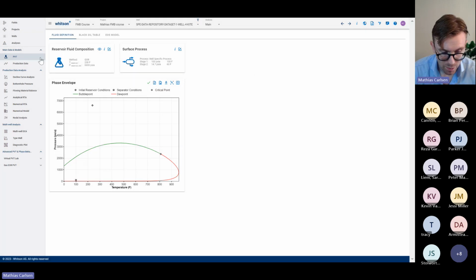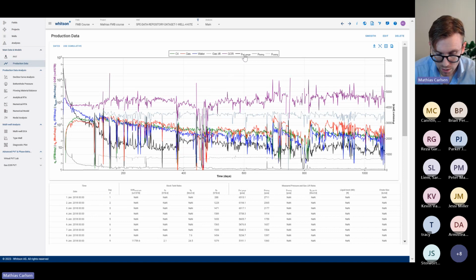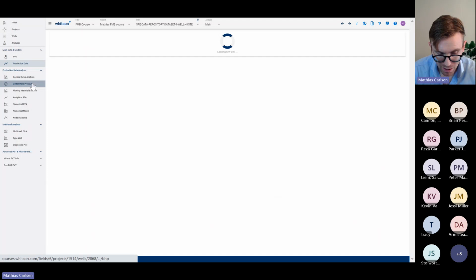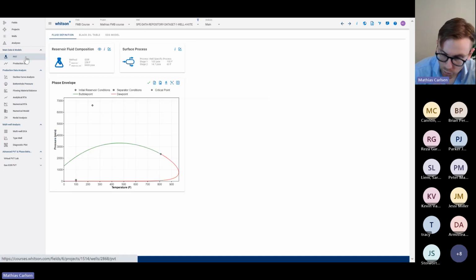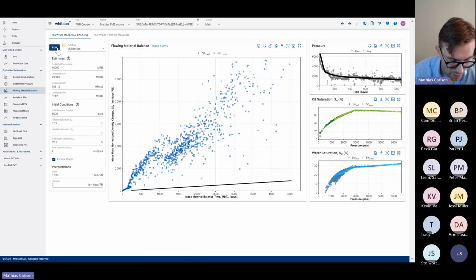Okay, so we have PVT and production data, and here we're just going to use the gauge pressures that have been uploaded by the software. So that's the bottom hole pressure. That's what's already being used. We're not going to calculate any bottom hole pressure here. That's not the objective of the course. And we're going to take the PVT. So hopefully everybody's come here, and we're going to go straight to the flow material balance. And we're just going to calculate by clicking the run button up here.